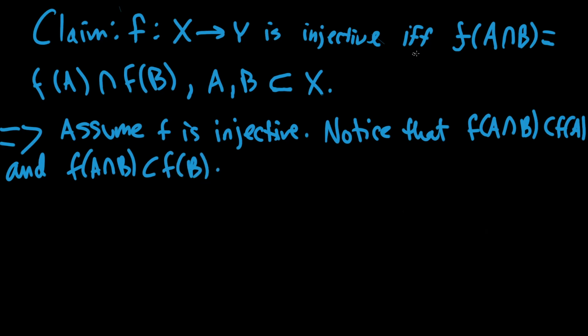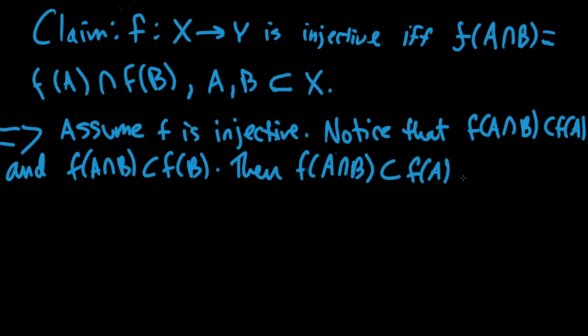Okay, and then this actually leads us to our first inclusion, because f of A intersect B is a subset of f of A and a subset of f of B. So by definition, it must be a subset of f of A intersect f of B. So we'll say then, f of A intersect B is a subset of f of A intersect f of B. Perfect. Now we're going to go ahead and do the converse inclusion, which is that f of A intersect f of B is a subset of f of A intersect B.